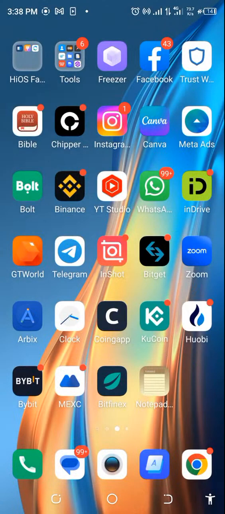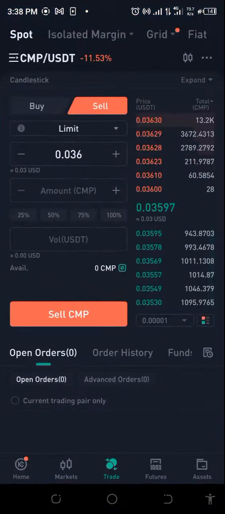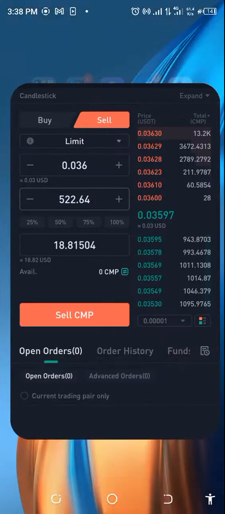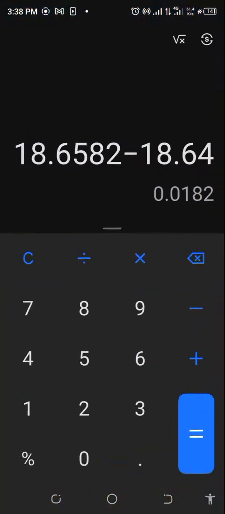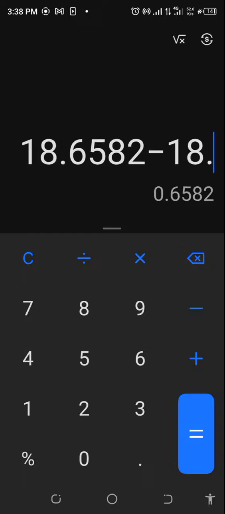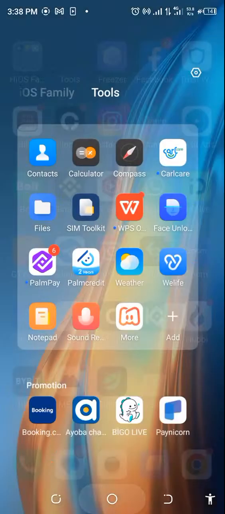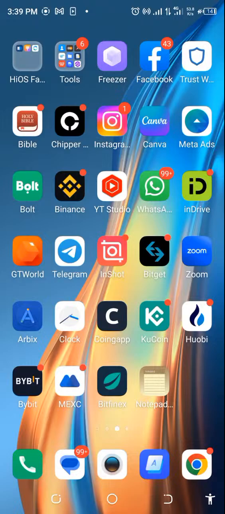Let's just quickly check before I waste too much time doing all the 522.64. Am I right? Yes. So we're going to get 18.81. Okay, let's just see. 18.81. Let's go ahead. No, 18.81. Okay, that looks like we are going to get 15 cents. We are already on this, so we shouldn't waste too much time.